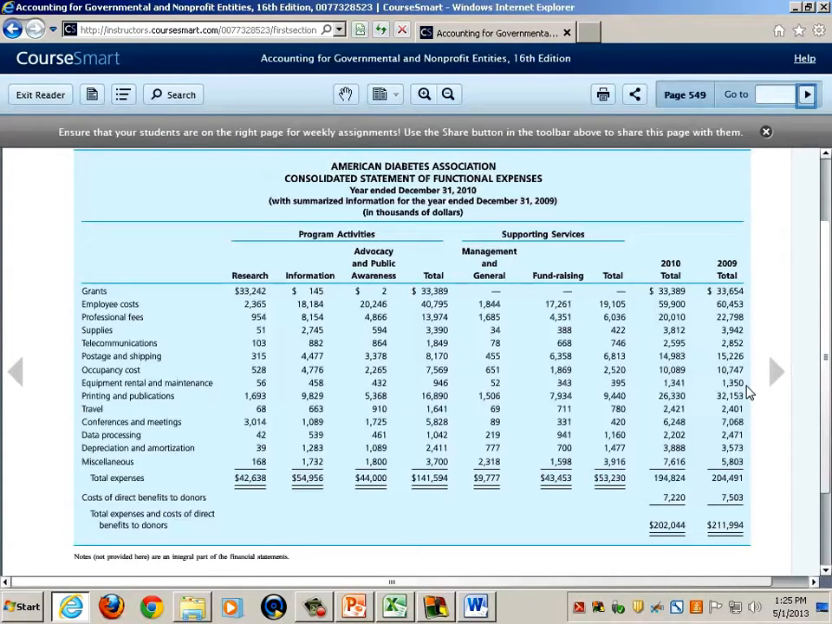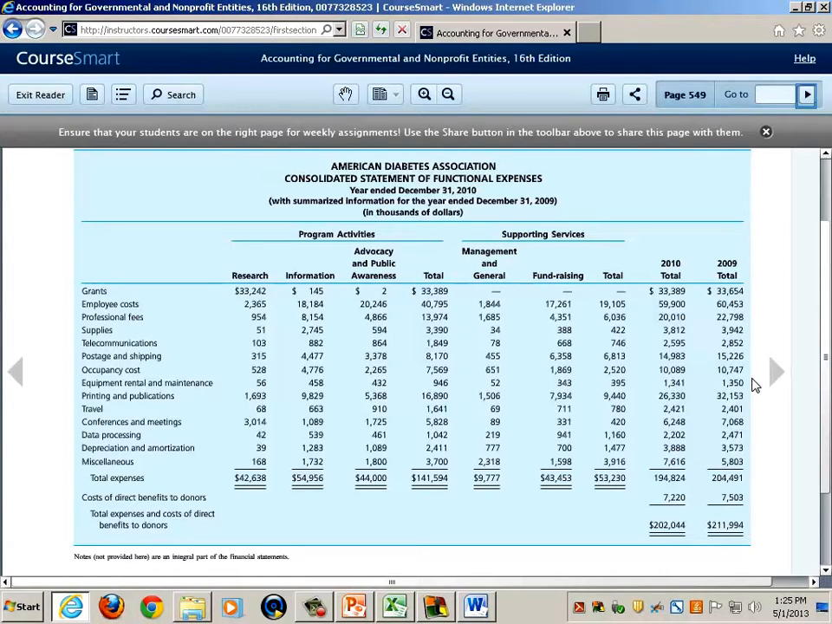What did we look at so far? Statement of net assets or position, balance sheet. Then we looked at what? The statement of activity. Then we looked at what? Statement of cash flow, and now we have this called the statement of functional expense. Notice how this is organized: programming activities and support services, comparative basis. So this way you know what each of these activities cost us. And this is for the American Diabetes Association.